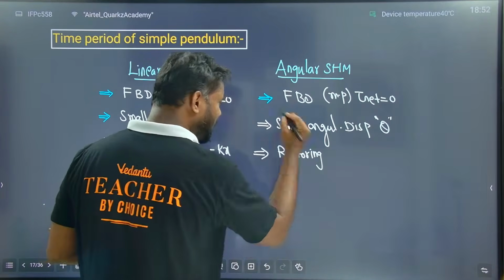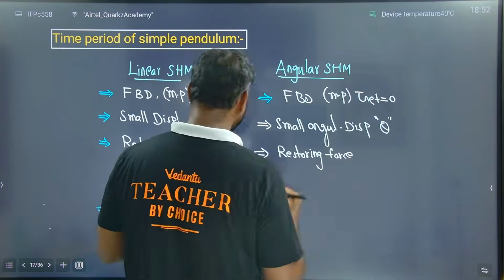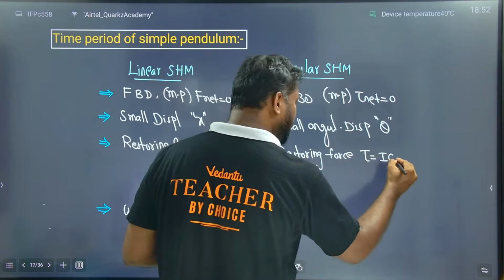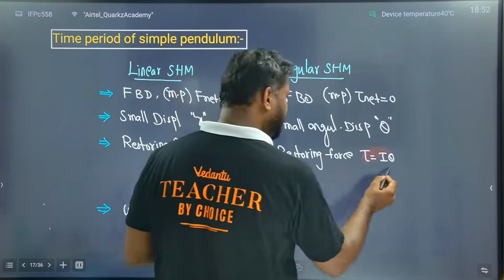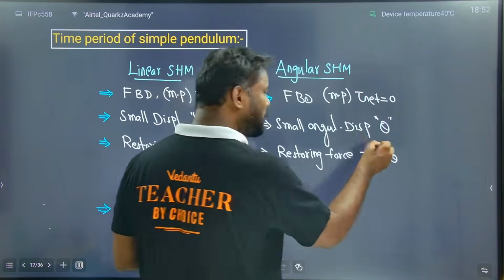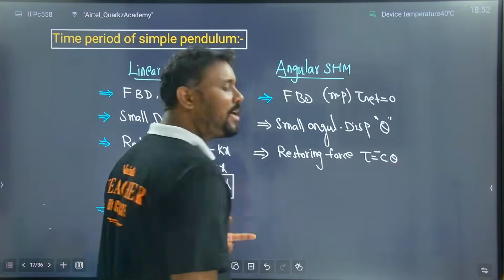You have to find what is the restoring force. So how can we calculate the restoring force? Torque is equal to I into theta... not I into theta. See, we can say the torque is equal to some C into theta. This is the stiffness constant. C is the stiffness constant, and the restoring force is negative.